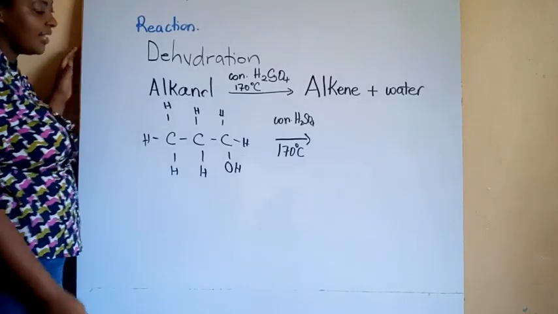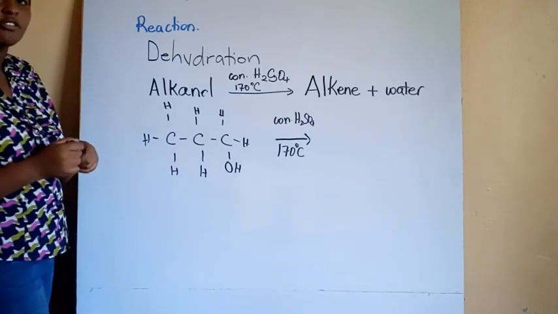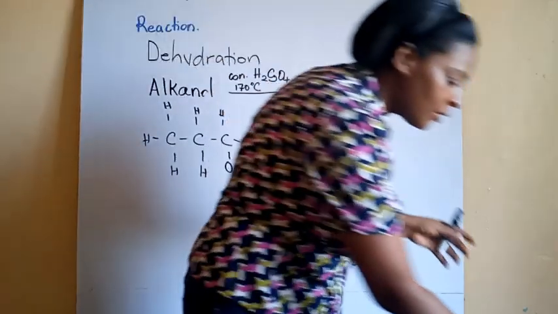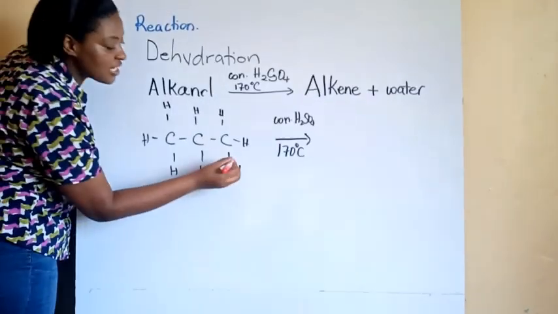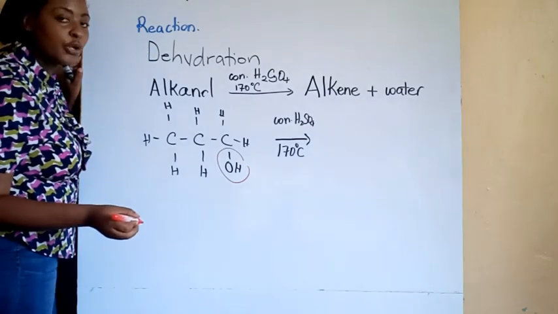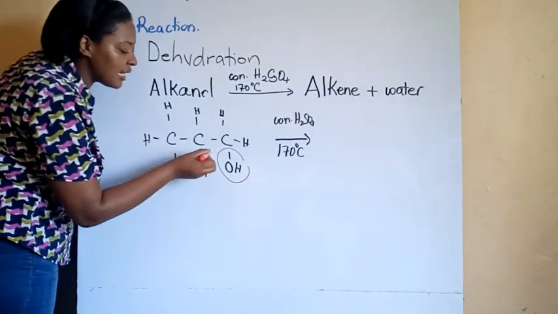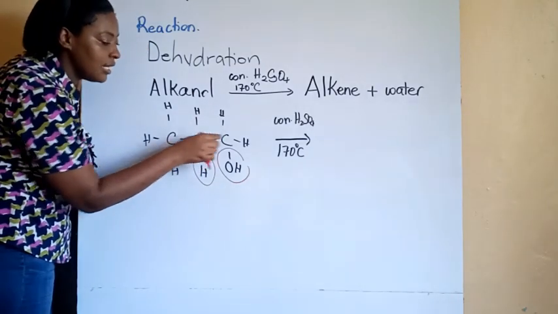So remember, in dehydration, we're removing water, right? So if you have the structural formula and you're going to remove water, the first thing you're going to find is the carbon which has the hydroxy group, which in this case is this carbon right here. From the adjacent carbon now, you're going to remove the H. So we're going to take the H from this carbon. So the double bond is going to form between these two carbons.